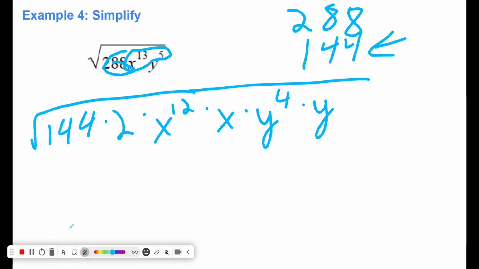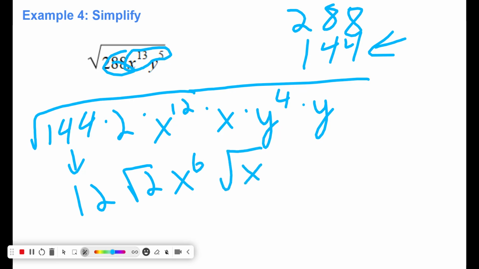Boy, that's a terrible circle job. Okay, what do I do next? Well, I know that the square root of 144 is 12. Square root of 2, I have to keep. X to the 12th power, that's going to be x to the 6th power. Square root of x, I have to keep. Square root of y to the 4th power is going to be y to the 2nd power. And I have to keep square root of y.